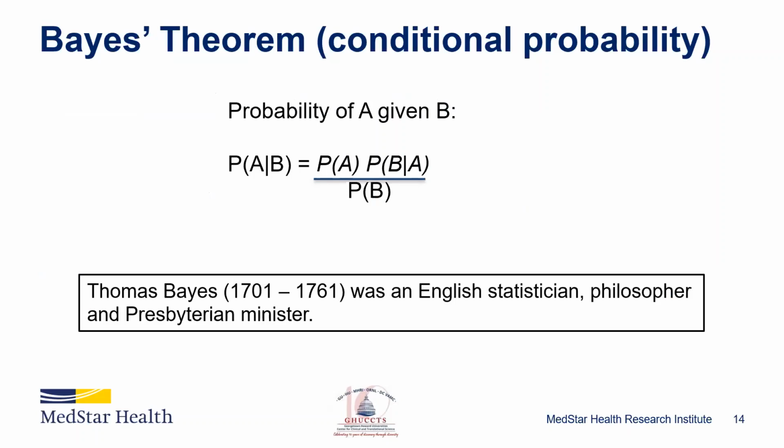The foundation of Bayesian statistics is the Bayes theorem, which is a conditional probability, the probability of event A given the event B has occurred. And so this formula is well known in its simplest form here. And it comes from Thomas Bayes, who was an English statistician and also a minister.